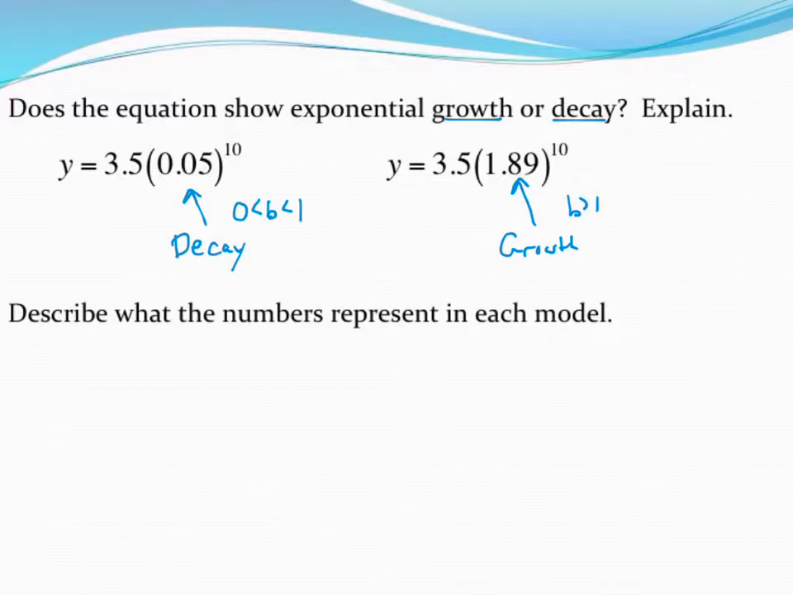The next thing I want to take a look at is what each of the other numbers represent in this model. Both examples start with this 3.5. That number in front, we had called the A value in class. That number always represents our initial amount of something, so how much we start with.